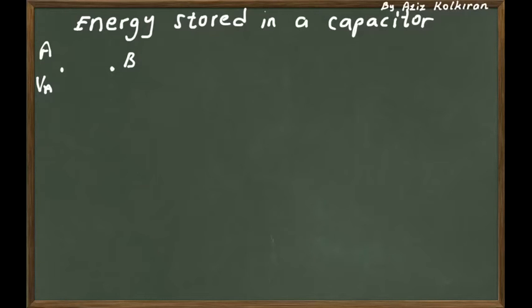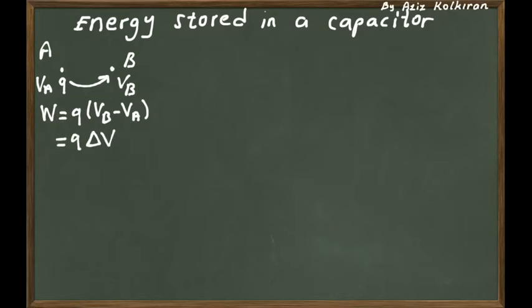Well, you already know that if there are 2 points, A and B, and one is at potential VA and the other is at potential VB, if you move a charge from point A to B, then you have to spend energy which is equal to Q, the charge Q, times VB minus VA, right? This is the electrostatic energy. And this is the work to do to move a point charge from one point to another. If these points are at different potentials, then the potential difference multiplied by the charge itself is the work to do to move this point charge from one point to another.